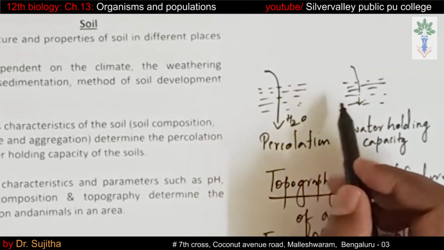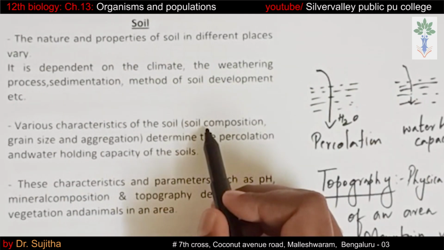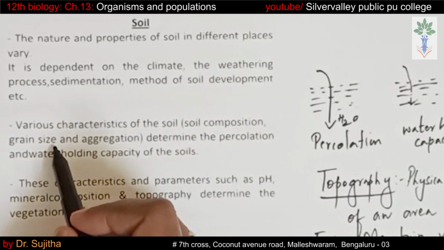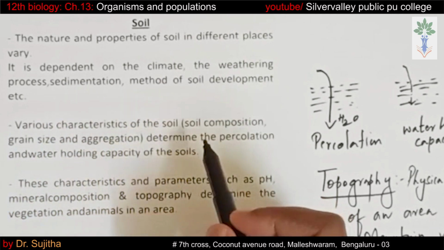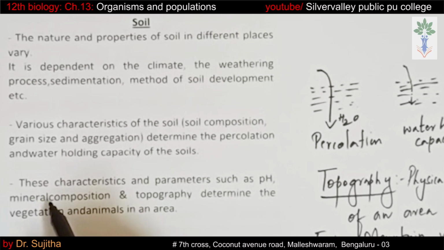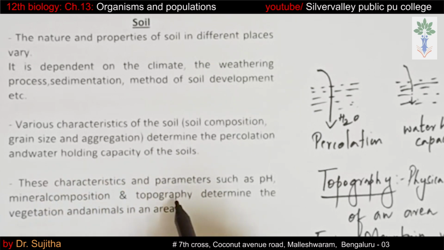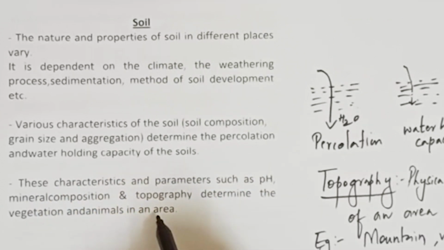So these two features are determined by the composition of the soil, grain size and the soil aggregation. Apart from these factors, the other factors such as the pH of the soil, the mineral present in the soil and the topography, all these factors determine the plant and animal present in that particular area.